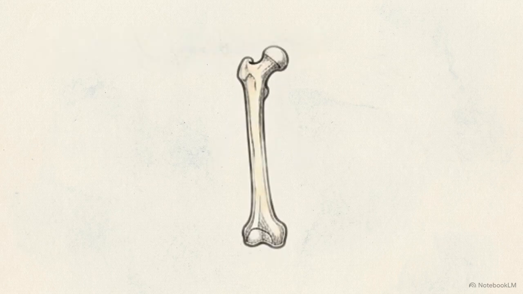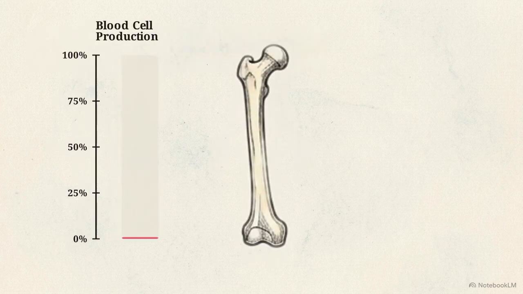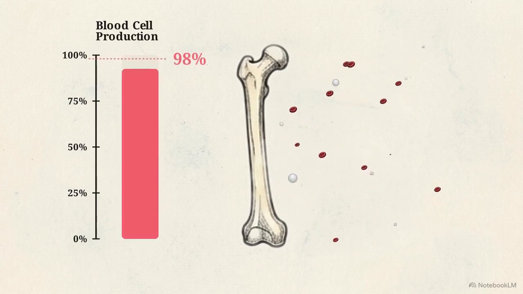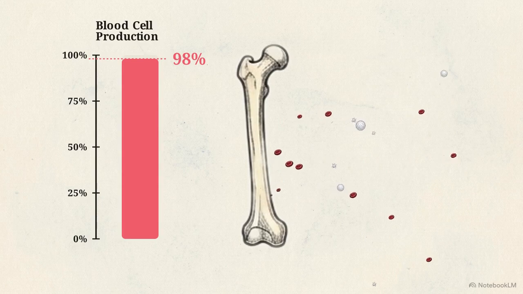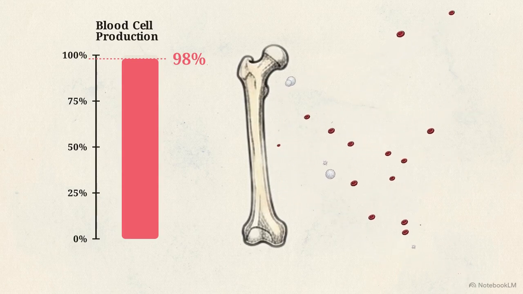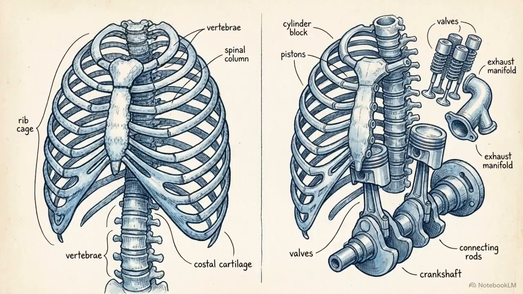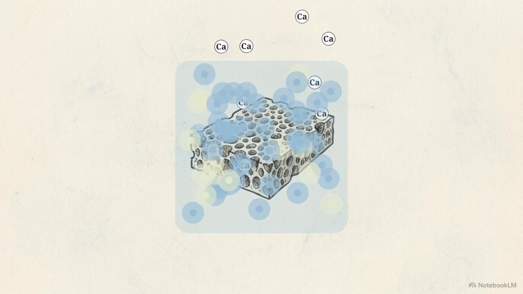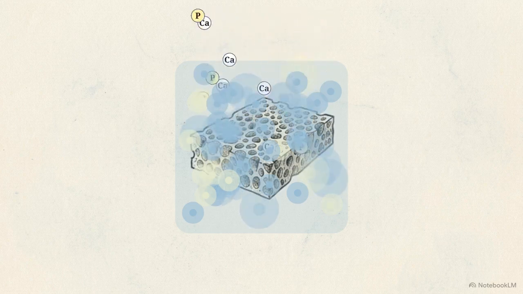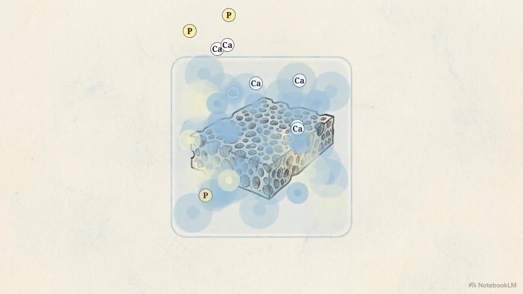This diagram breaks down the internal activity of a single long bone. The marrow housed inside is a massive hematological manufacturing center, producing 98% of the body's red blood cells, white blood cells, and platelets. By housing these manufacturing centers, the skeletal system functions as a critical biological engine required for survival and immune defense.